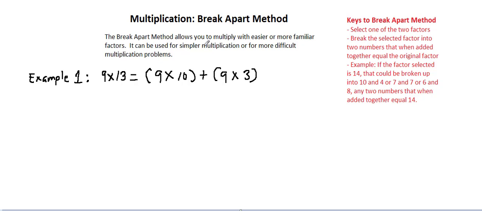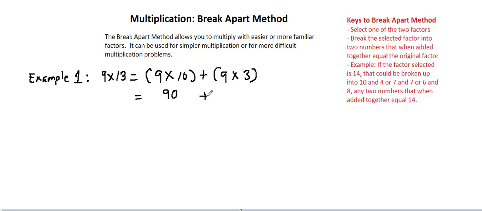Now, I always like to break it, if it's a two-digit number, so that one of them ends with the tens. So if it was 23, I would break it into 20 and 3 because I find that easier to multiply with. So now I'm going to do 9 times 10, and that would be 90.